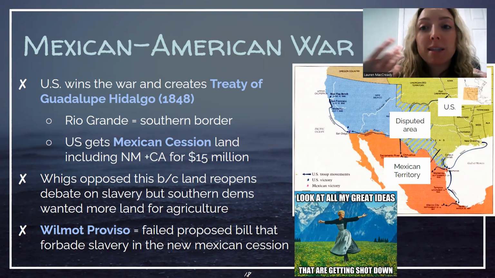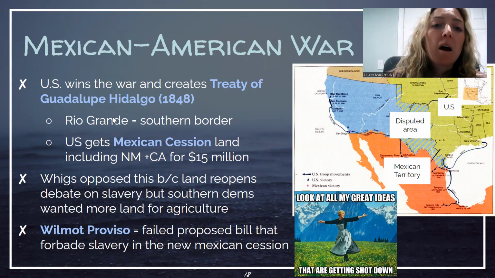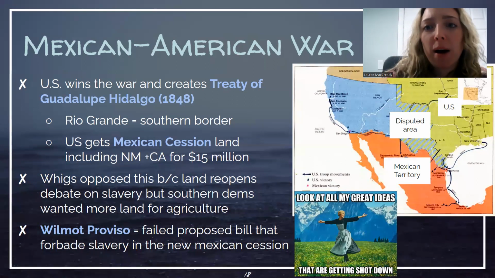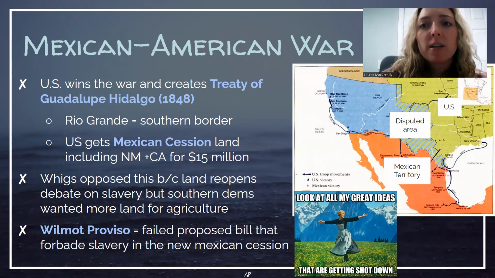gets what we call the Mexican Cession, which is all that land in blue. The land we originally tried to pay for, also known as New Mexico and California. So the Mexican Cession just means that you have to give something to someone. A concession is like buying food at a concession stand, but a cession is something that's released to someone. So the Mexican Cession is the land that they have to give up. We do give them $15 million for it though.